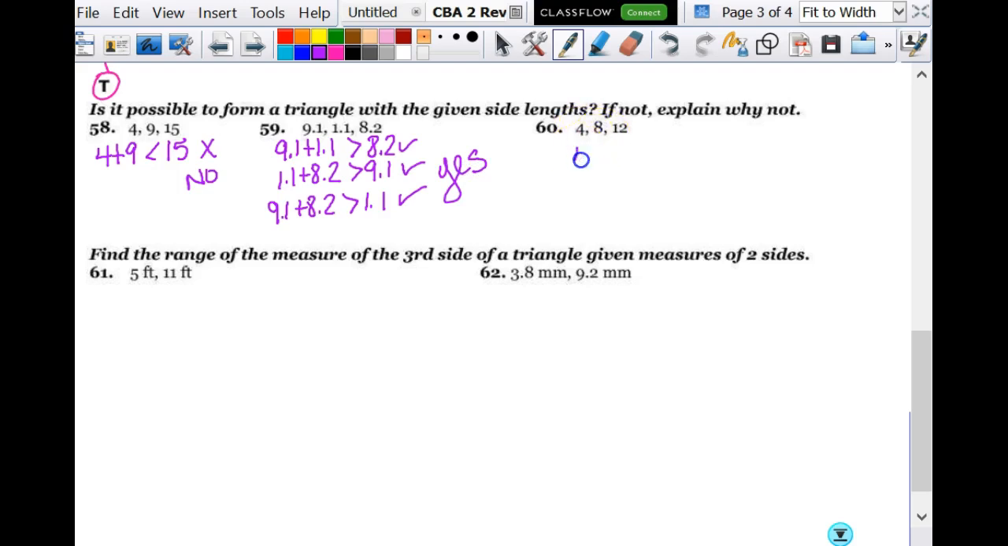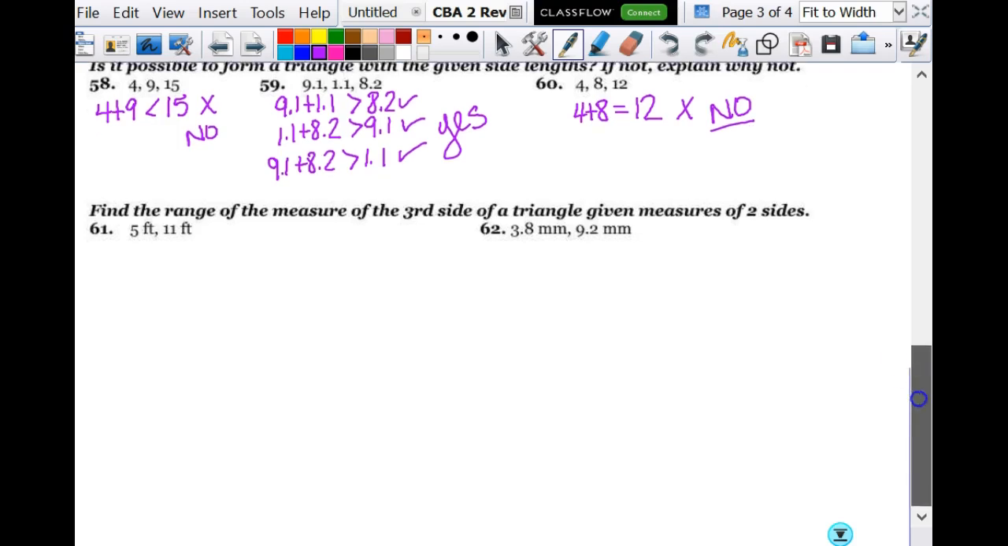When I go over here, 4 plus 8, that is equal to 12, so that does not work. And again, my work serves as my explanation because any two sides have to be greater, their sum has to be greater than the third side.